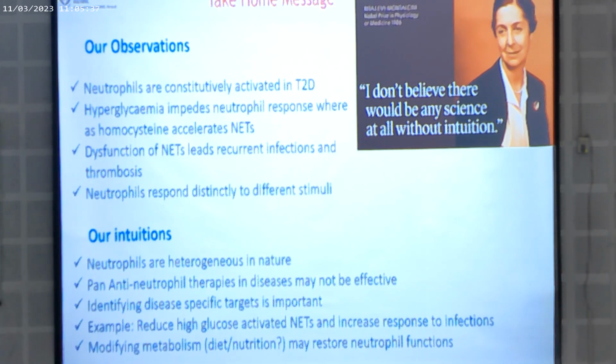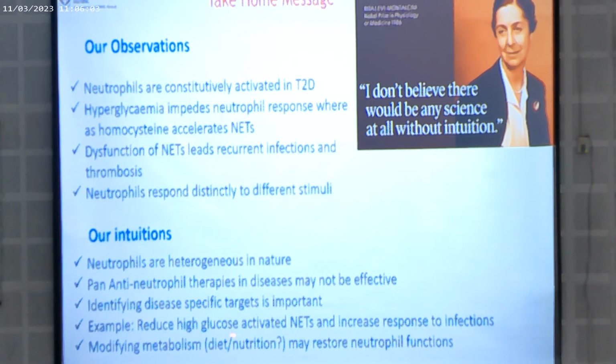The observations we made are that neutrophils are constitutively activated in diabetes, hyperglycemia impedes neutrophil response, whereas homocysteine accelerates NETs, and then NETs lead to recurrent infection and thrombosis, and they are distinctly different. Now, in our further studies, what we think is that neutrophils are highly heterogeneous in nature, so pan-anti-neutrophil therapies in disease may not be effective, so identifying disease-specific targets is important.